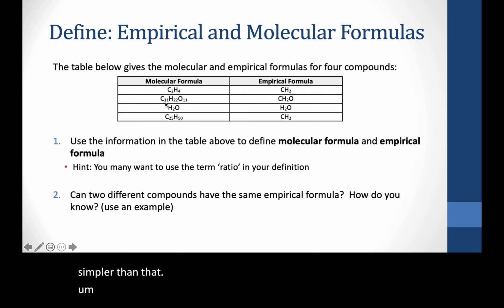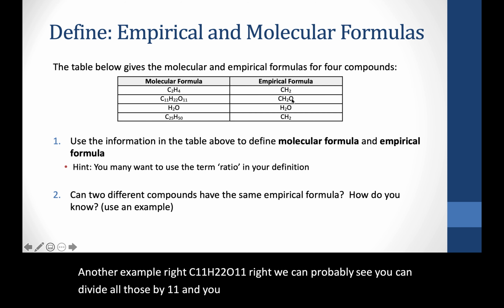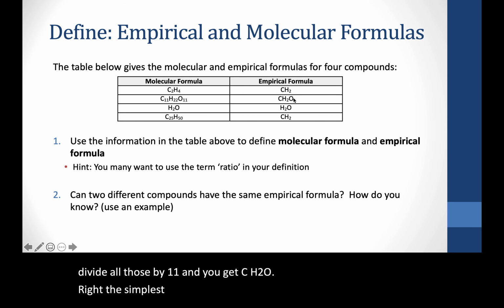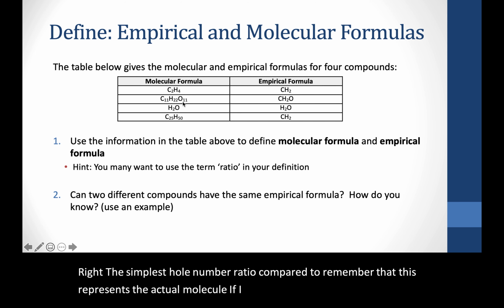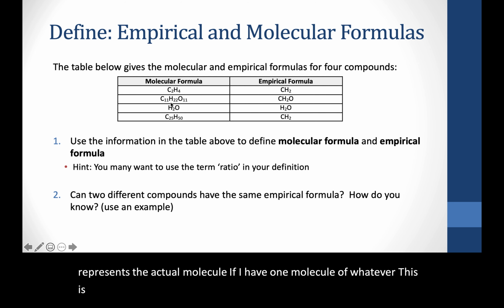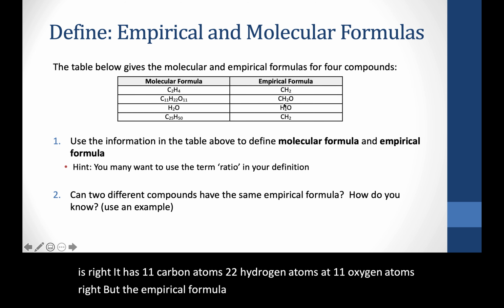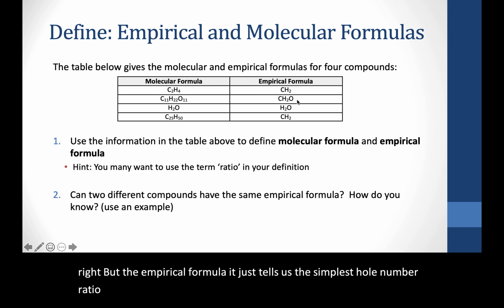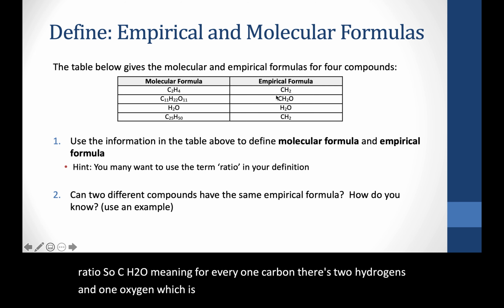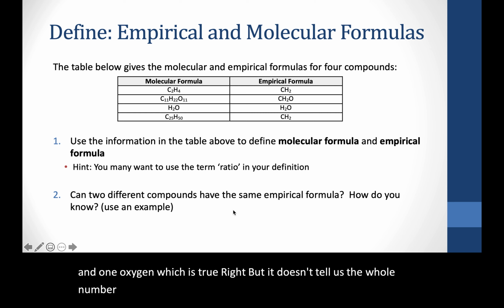Another example: C11H22O11. We can see you can divide all those by 11, and you get CH2O, the simplest whole number ratio. Remember that the molecular formula represents the actual molecule. If I have one molecule of this, it has 11 carbon atoms, 22 hydrogen atoms, and 11 oxygen atoms. But the empirical formula just tells us the simplest whole number ratio. So CH2O means for every 1 carbon, there are 2 hydrogens and 1 oxygen, which is true. But it doesn't tell us the actual numbers like the molecular formula does.